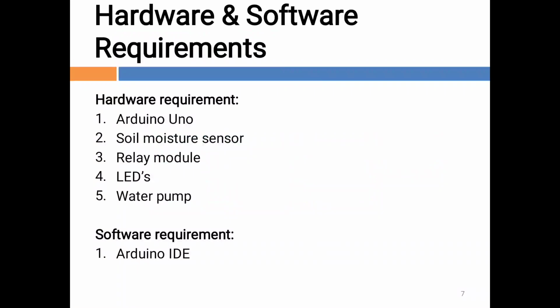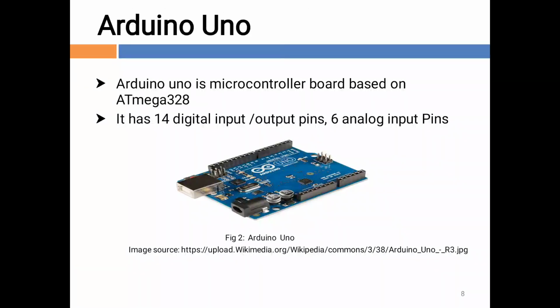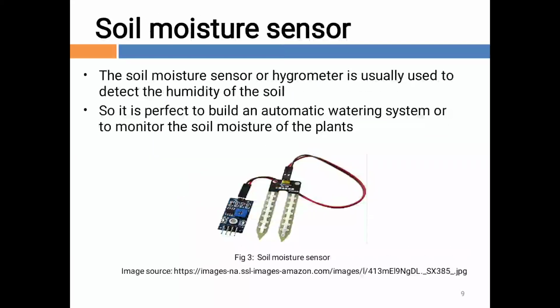Hardware and software requirements. Hardware requirements: Arduino Uno, soil moisture sensor, relay module, LEDs, water pump, connecting wires. Software requirement: Arduino IDE. Arduino Uno. Arduino Uno is a microcontroller board based on the ATmega328. It has 14 digital input-output pins and 6 analog input pins.